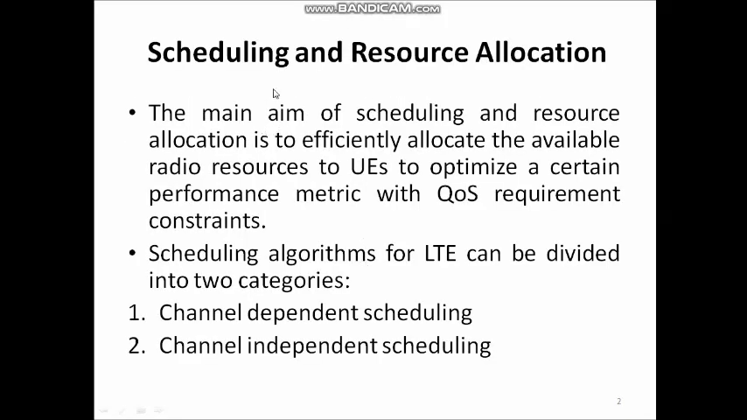Okay, first topic is scheduling and resource allocation. Both uplink and downlink scheduling are performed in the eNodeB or base station. The main aim of this scheduling and resource allocation is to efficiently allocate the available radio resources to user equipments. So, using this process, radio resources are allocated to user equipments in such a way that it will optimize a certain performance metric with quality of service requirement constraints.